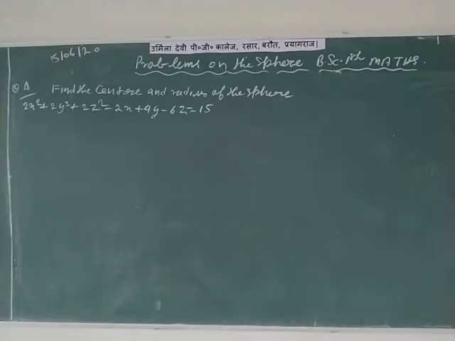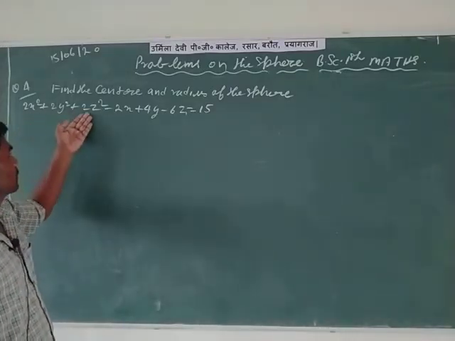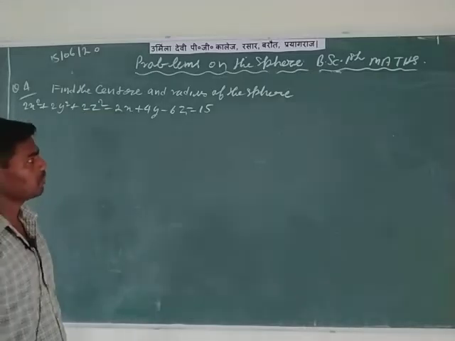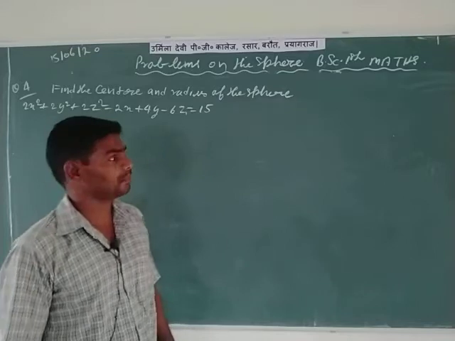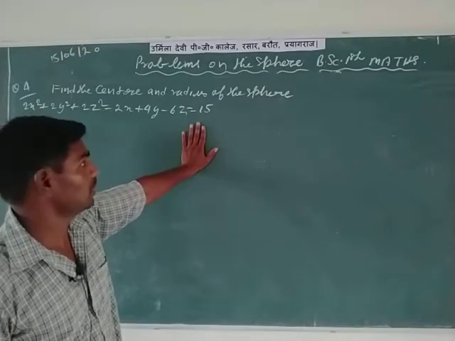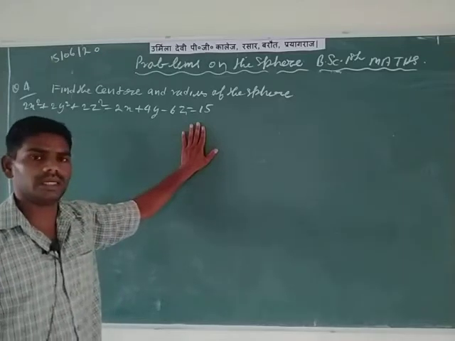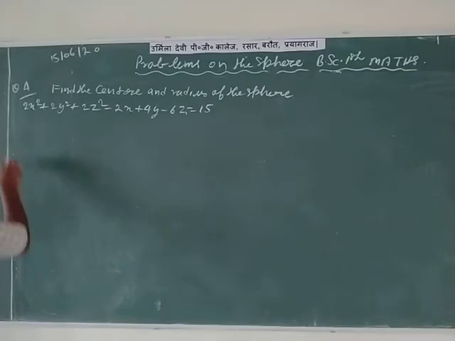In question 4, find the center and radius of the sphere 2x square plus 2y square plus 2z square minus 2x plus 4y minus 6z is equal to 15. In this question, the equation of the sphere is given, and we calculate the center coordinates and radius of the sphere. So, solution.